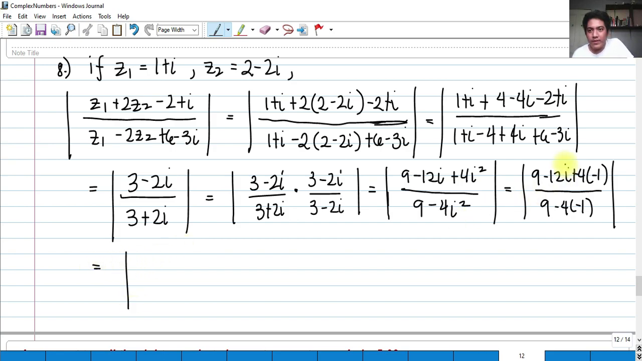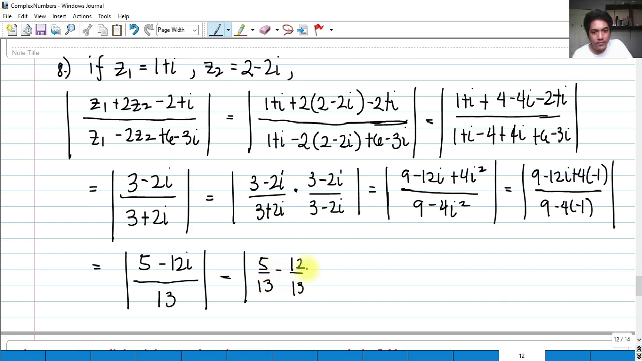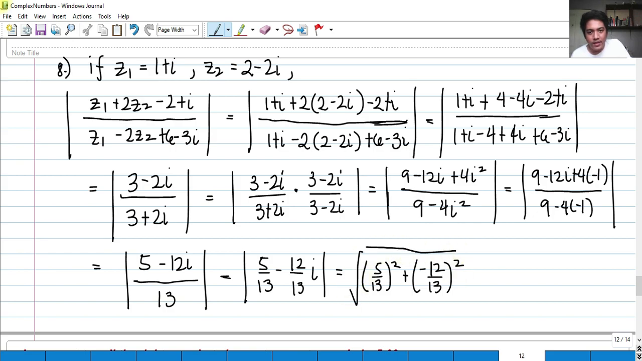So we have this, the modulus of, simplify this, we have 9 minus 4, that is 5. And then we have minus 12i in the numerator, all over 9 plus 4, we have 13. And get the modulus of that. It can be written as 5 over 13 minus 12 over 13i. So get the modulus of that. That is 5 over 13 squared plus negative 12 over 13 squared, and the square root of that.